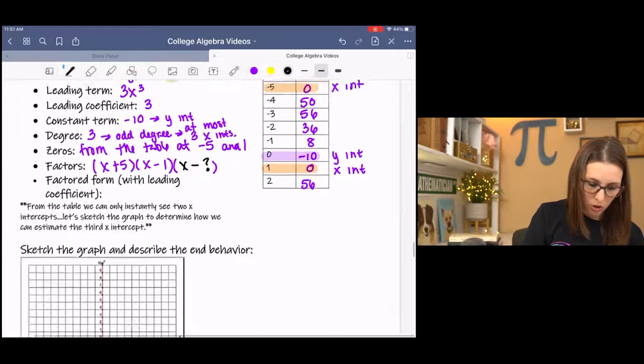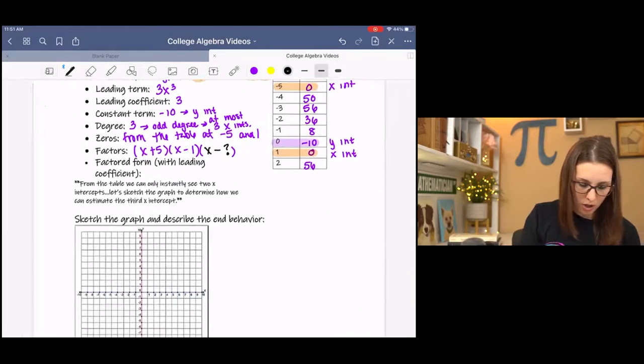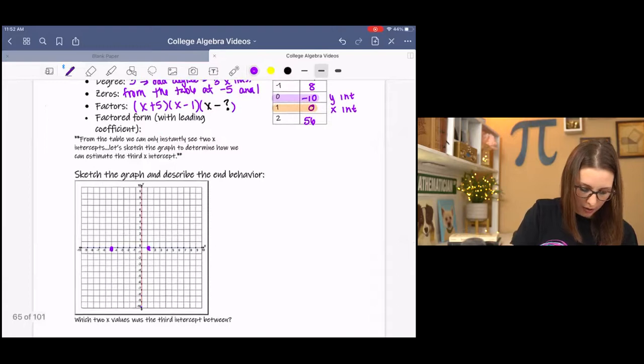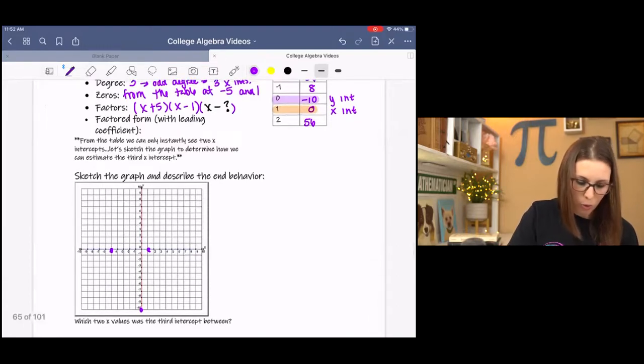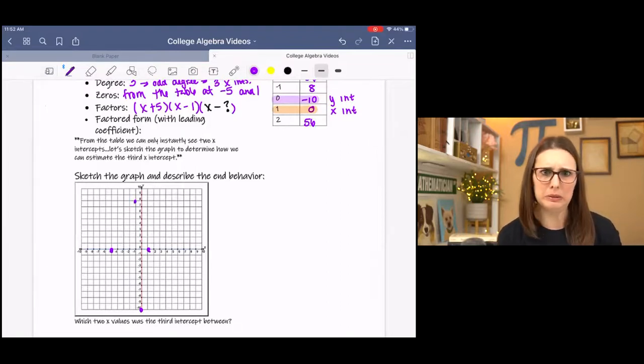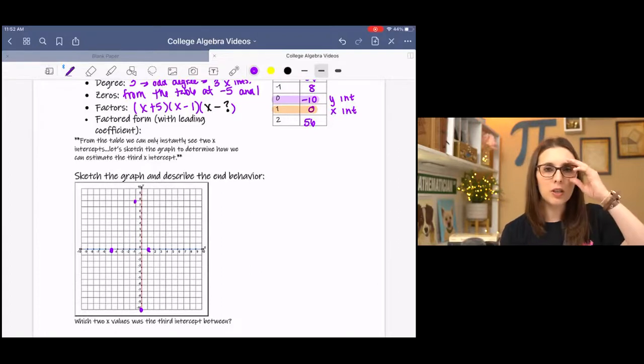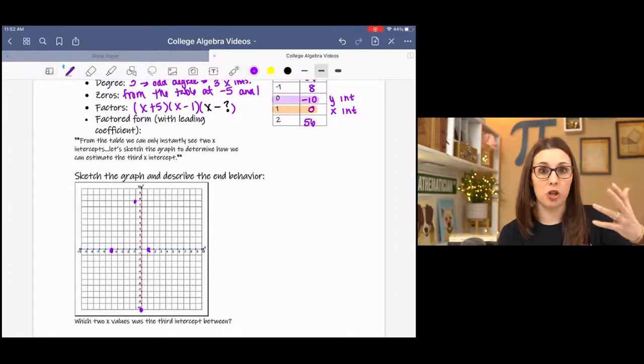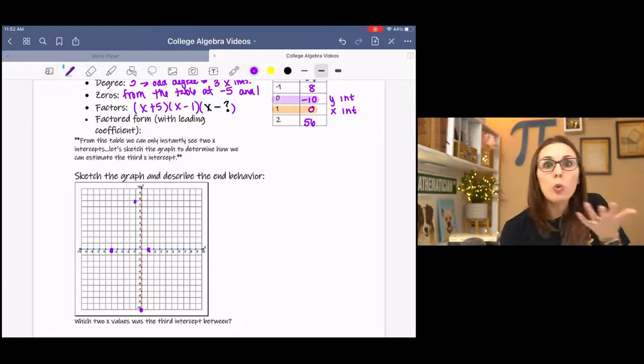So to draw this, we've got x-intercepts at -5, +1, a y-intercept at -10, and I have one other point that can fit on my graph at -1, 8. Now you might be looking at this and going, what is that shape? It's not a circle, it's not an oval. And so we need a little bit more information to figure out where we're drawing.